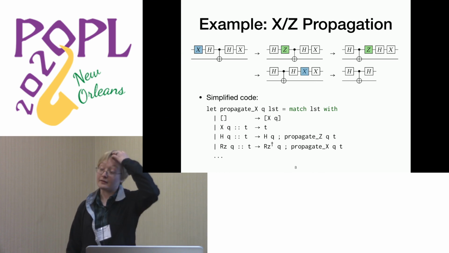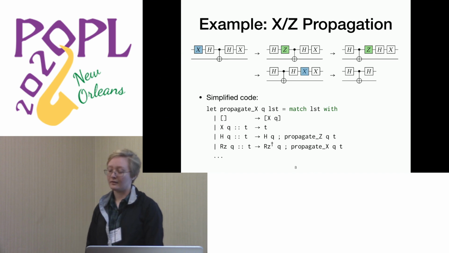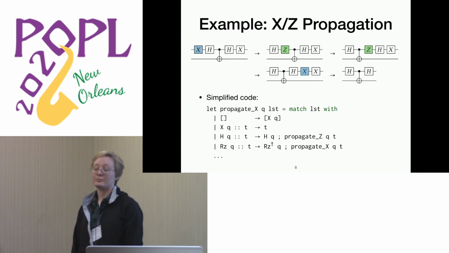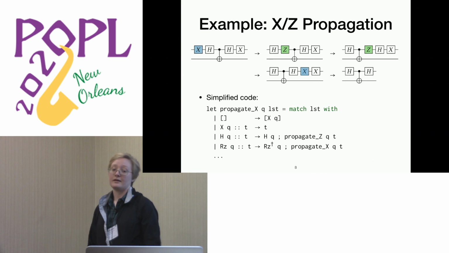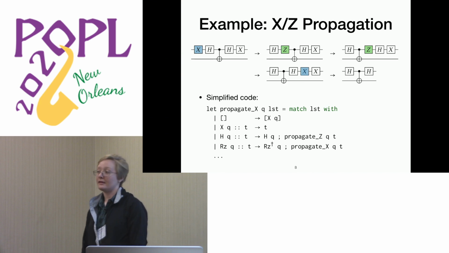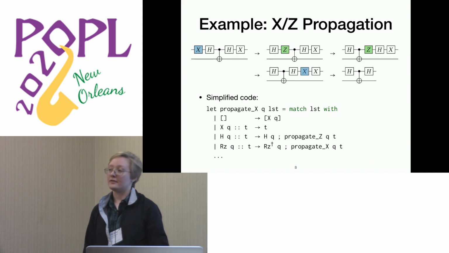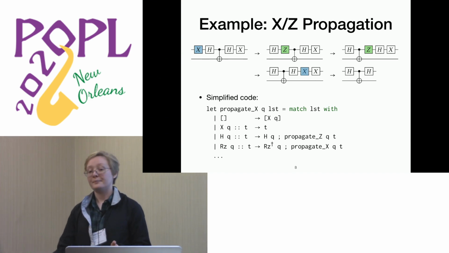And so because we're working within Coq and we want something that is extractable to OCaml code, we write all of our functions as Coq fixpoints. And so we're writing our transformations in a functional style. So here at the bottom of the slide is a really simplified version of what propagate X looks like in our code. So propagate X is a recursive function that takes a qubit Q, which is the qubit I'm propagating on, and LST, which is the remainder of the program. So in my example at the top of the slide, Q is 0, it's the top wire, and LST is everything from the first H gate rightward.